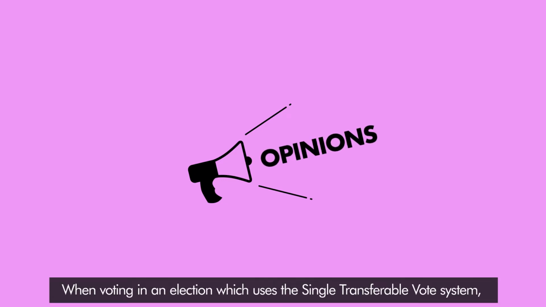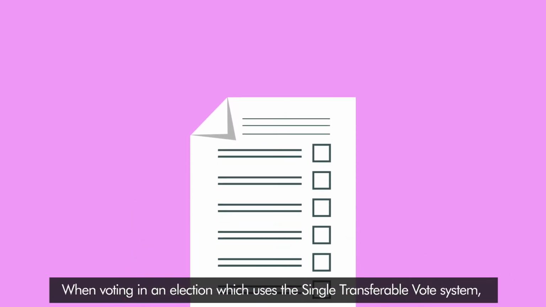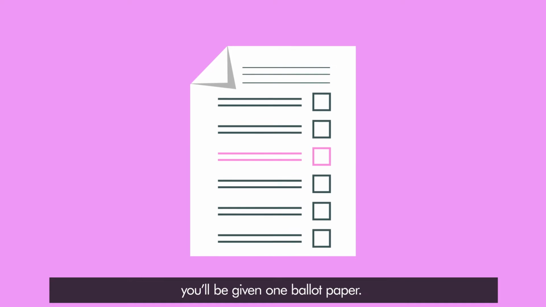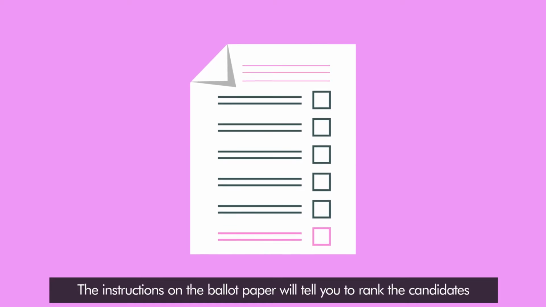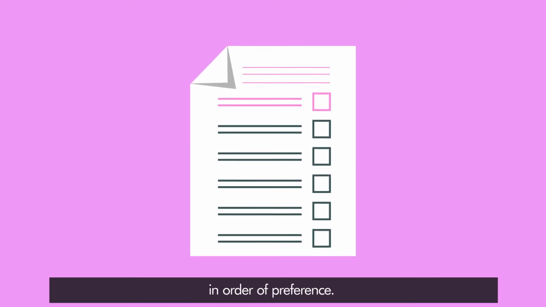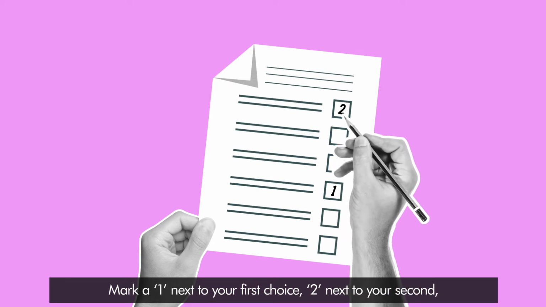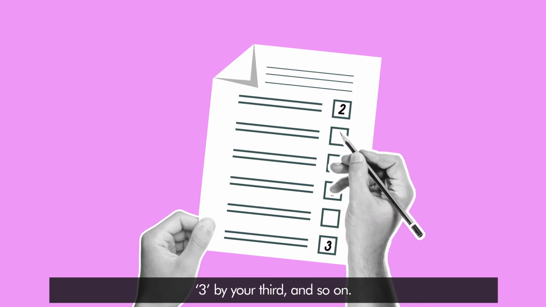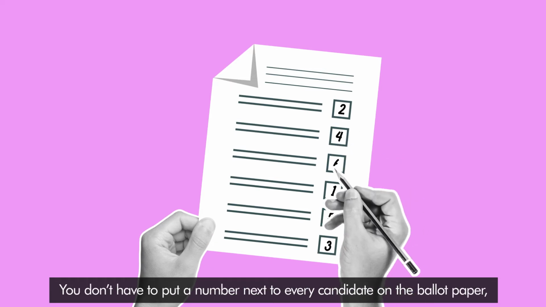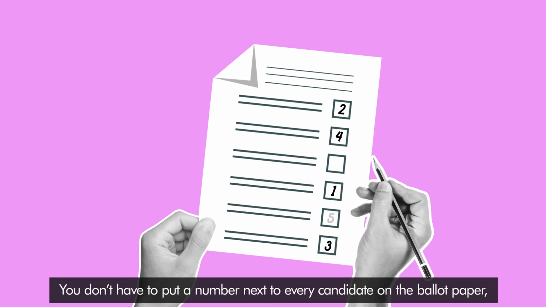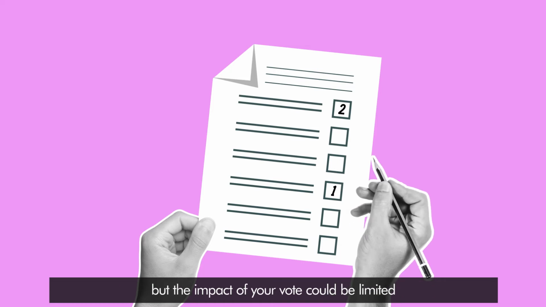When voting in an election which uses the single transferable vote system, you'll be given one ballot paper. The instructions on the ballot paper will tell you to rank the candidates in order of preference. Mark 1 next to your first choice, 2 next to your second, 3 by your third, and so on. You don't have to put a number next to every candidate on the ballot paper, but the impact of your vote could be limited if you only make 1 or 2 choices.